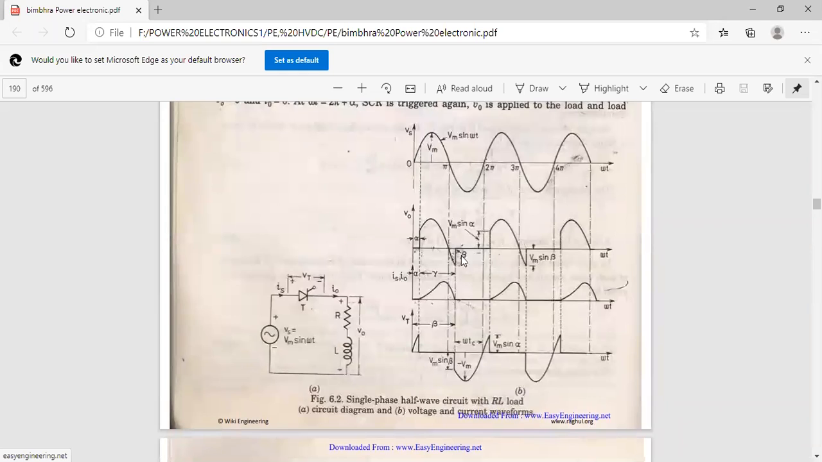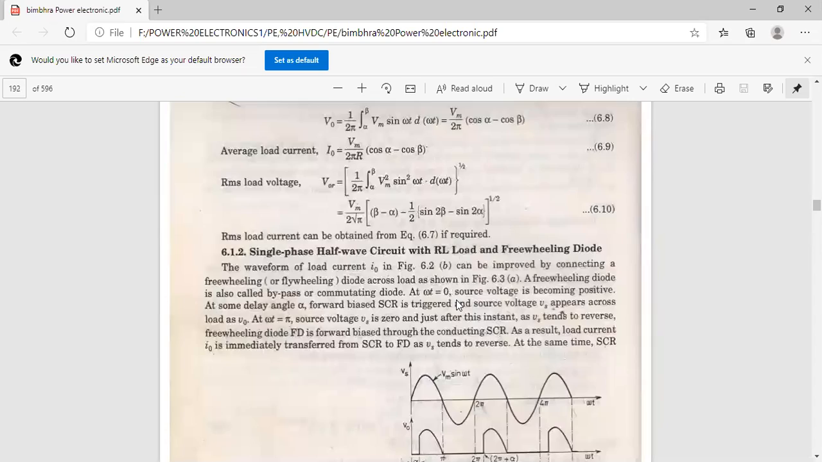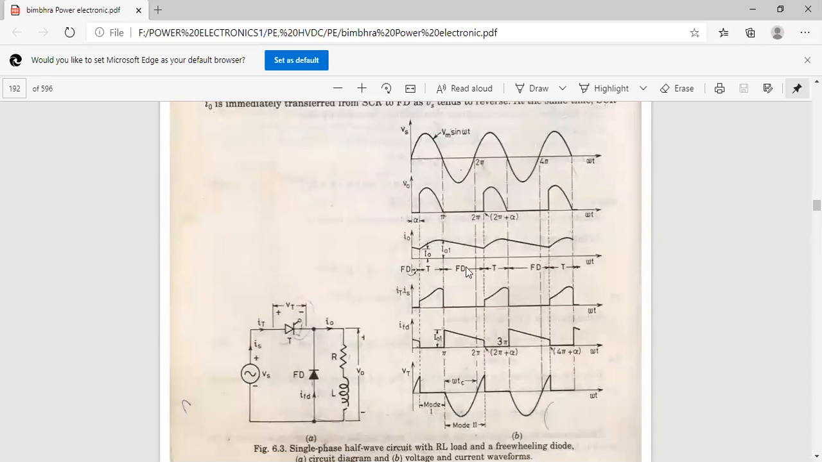in RL load, when current is 0, the output is obtained up to beta. But here, in the next case, RL with freewheeling diode, your current is not 0 because the load is short circuited. In a short circuit, current will flow in the load, but voltage is 0. That's why there is no negative spike if you use a freewheeling diode. Even though it is RL load, if you use a freewheeling diode in parallel with it, your current will flow.